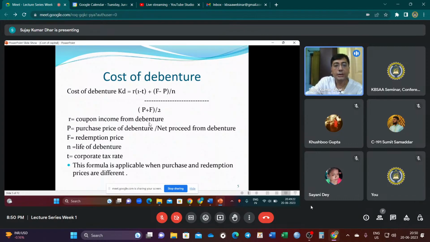R is the coupon income from debenture, P is the purchase price of debenture, F is the redemption price. Now, what is the difference between purchase price and redemption price? Purchase price means when an investor is buying the debenture from the market, how much price it has to pay. Redemption price means at the end of maturity, how much amount the company has to pay back to the debenture holder. N is the life of debenture, T is the corporate tax rate. Now this formula of cost of debenture, that is KD equals R into 1 minus T plus F minus P by N, whole divided by P plus F by 2, is applicable when purchase and redemption prices are different.